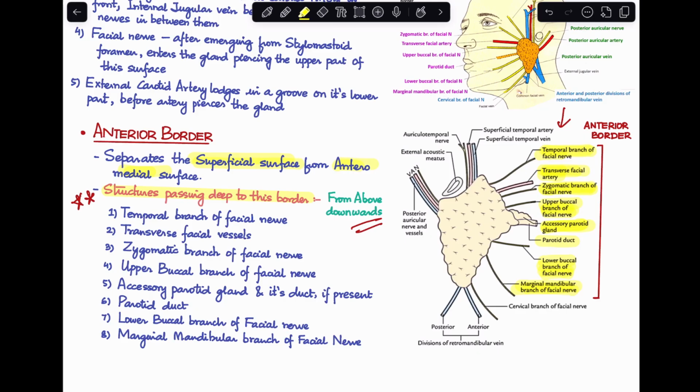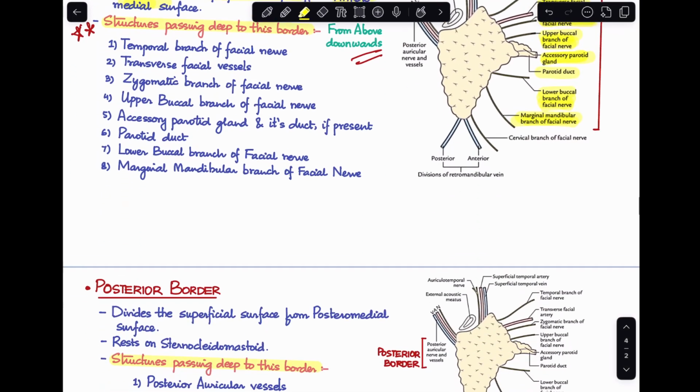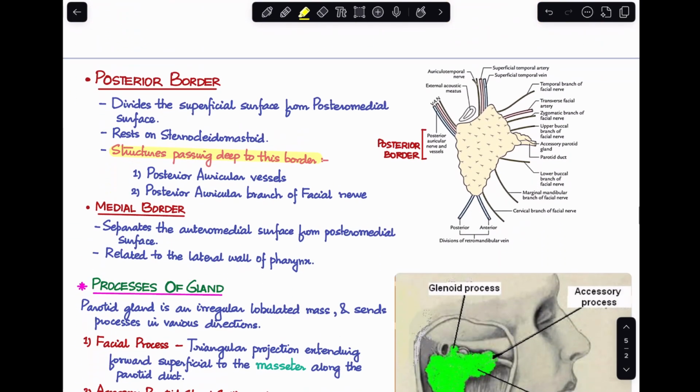So after this, we'll discuss the next border, which is the posterior border. Now, posterior border is much simpler and it has less amount of structures passing. So this posterior border, first of all, divides the superficial surface from the posteromedial surface, and it rests on the sternocleidomastoid muscle. And there are two structures which are passing deep over here, and they are the posterior auricular nerve and the posterior auricular vessels. These are the only structures which are passing deep to the posterior border of the parotid gland.